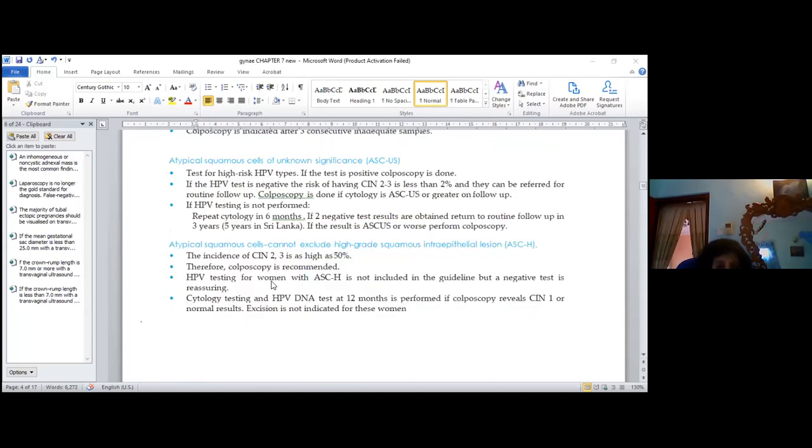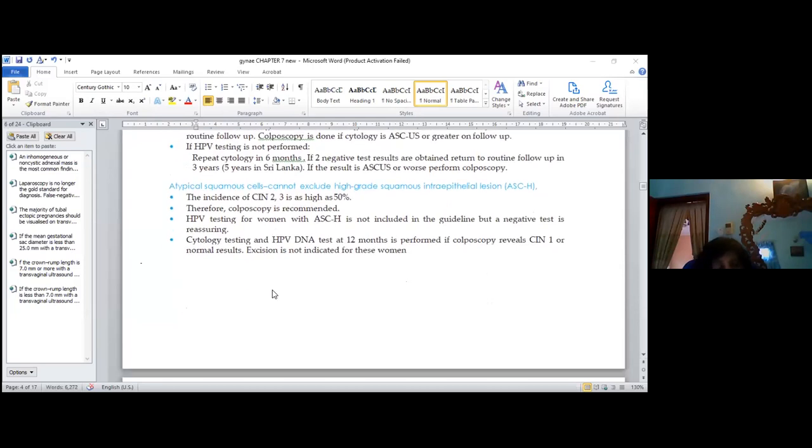But if we have ASC-H, that is atypical cells, cannot exclude high-grade squamous intraepithelial lesion, then we do colposcopy. HPV DNA testing is not included, because ASC-H is associated with a high incidence of CIN2 and CIN3. Therefore, we don't go for DNA testing.